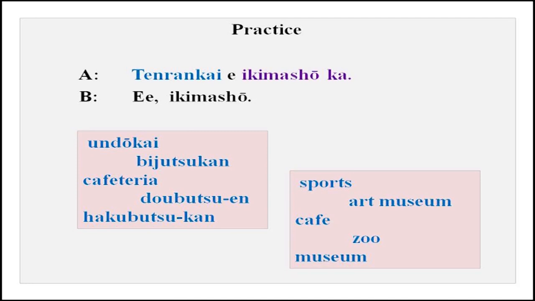You can practice with, instead of tenrankai, you can say undokai e ikimashou ka, bijutsukan e ikimashou ka, cafeteria e ikimashou ka, doubutsuen e ikimashou ka, hakubutsukan e ikimashou ka. And you can of course add the name of the person and ask him directly and expect an answer.